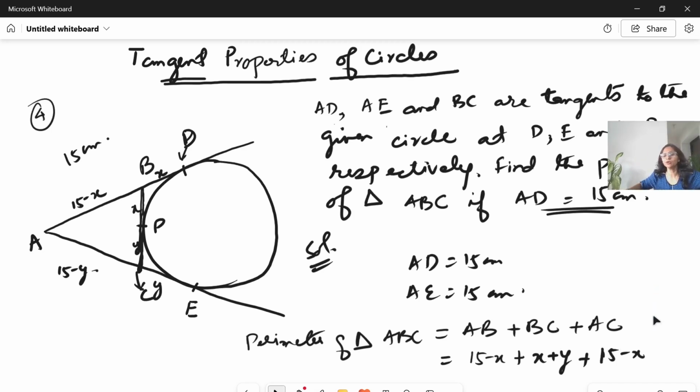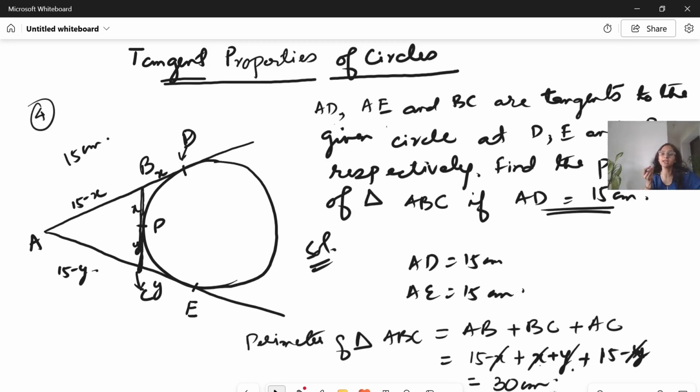Now we will think there are two variables, how we will get the answer. But see, you are able to solve it. The x and y both are cancelling. Minus x plus x cancels. Plus y, I have written by mistake twice. 15 minus x plus y plus 15 minus y. And plus y and minus y will cancel, and we are only left with 15 plus 15. So we are getting 30 centimeter.